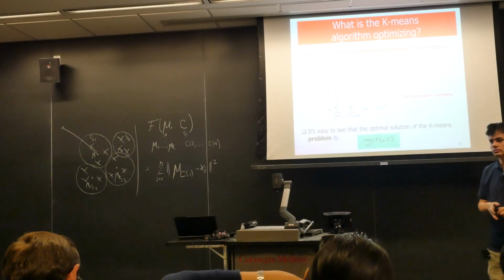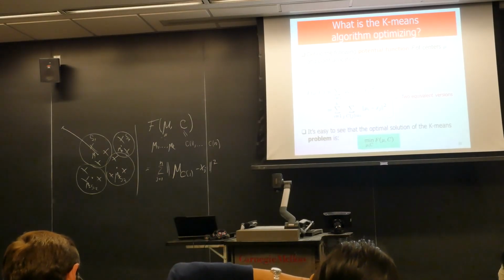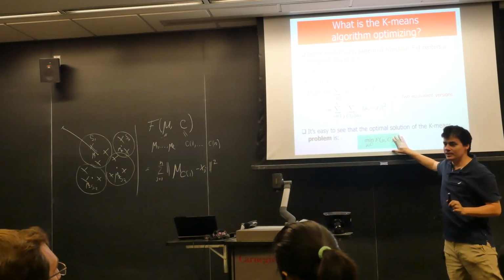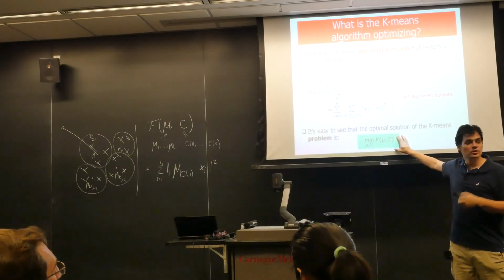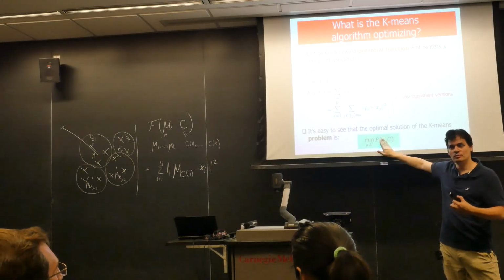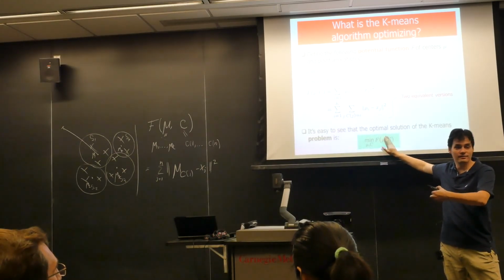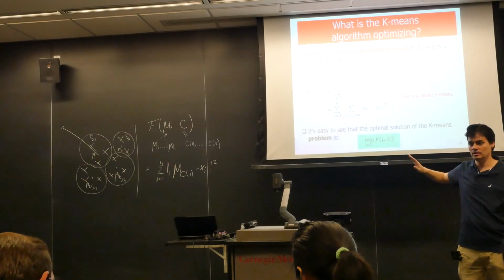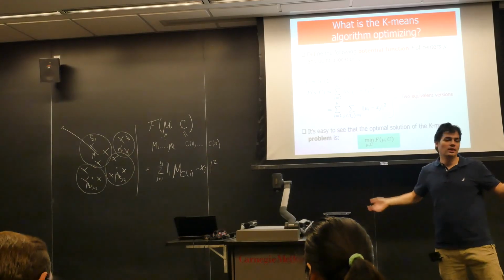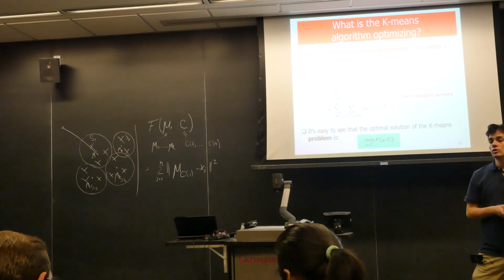But you don't really do it, right? So that's my ultimate goal, but I cannot do that, because solving this problem is NP hard. So instead, if I fix mu, the problem becomes easier. If I fix c, the problem becomes easier. So I just do this alternation, and I'm hoping that I will be lucky and will find a good local optimum point.